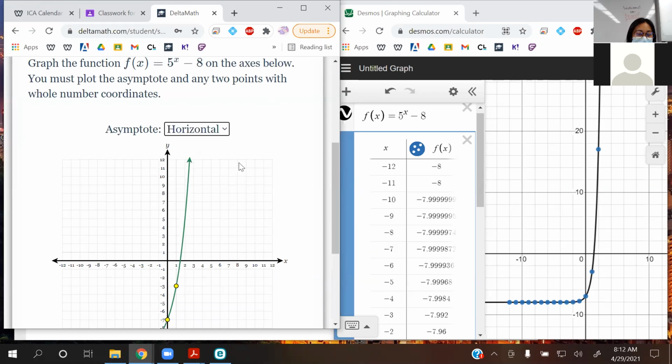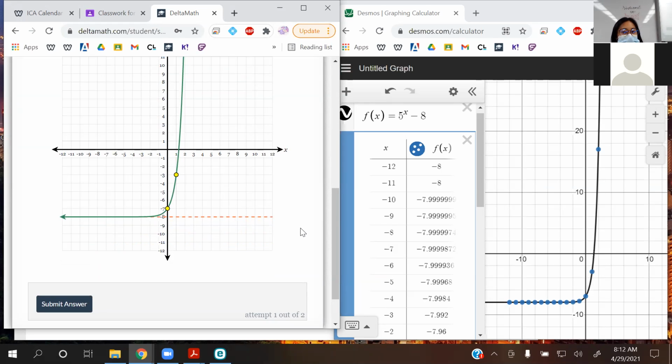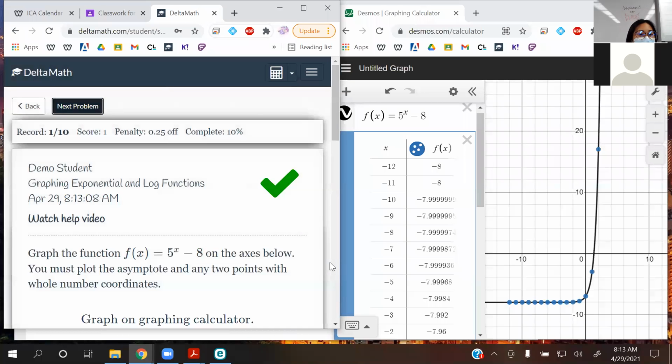So I'm going to click horizontal asymptote. And then right now they gave me the horizontal asymptote at negative 11. That's wrong. Remember, our horizontal asymptote is at negative 8. So I'm going to drag this until it's at negative 8. Okay, so this is pretty much it. Before I submit it, are there any questions? Let's submit this answer, and then we'll do another one.